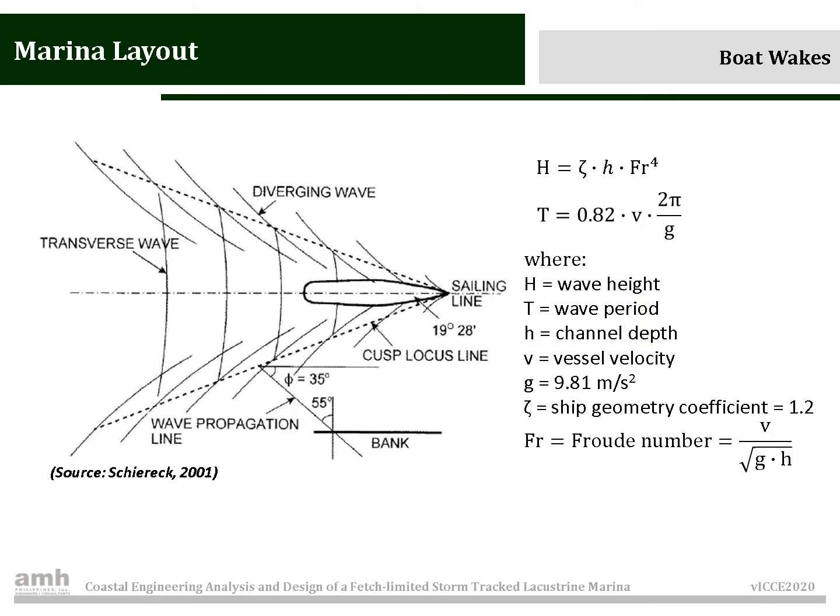Boats traveling along a sailing line create ship-generated wakes, which cause transverse and diverging waves to form cusp lines at an angle of 19 degrees from the sailing line. Generated wave heights and corresponding wave period near the wake source can be calculated using the given equations. H is obtained from zeta, channel depth and Froude number, and the wave period is obtained from the vessel velocity and acceleration due to gravity. A ship geometry coefficient of 1.2 is recommended, and the Froude number is computed as shown.